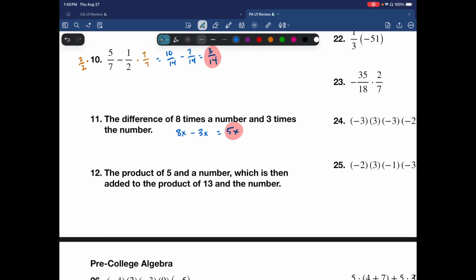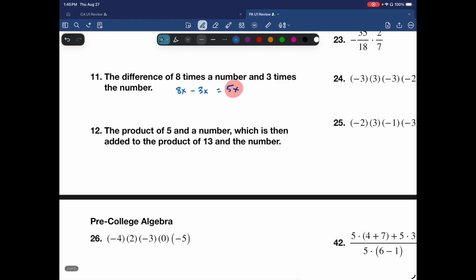Okay. On 12, it says the product of 5 in a number, so that would be 5x. All right, so the product of 5 in a number is 5x, which is then added to the product of 13 in a number. So you have 13x. But instead of subtracting like we did on number 11, we're going to add. And because we're adding, the order doesn't matter. And so 5x plus 13x, these are like terms, so I get to add, and that's 18x.